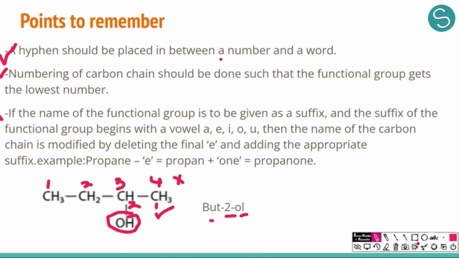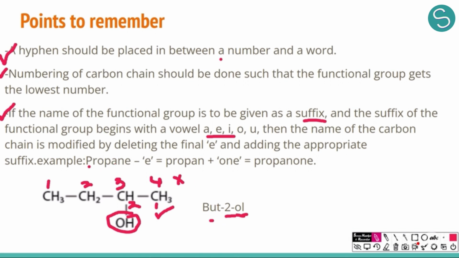Then if the name of the functional group is to be given as a suffix, and the suffix of the functional group begins with a vowel, for example, in alcohol we have OL, which is a vowel, then if there is any E, I or anything, that is removed from the word root. So if we see here, we don't have any.